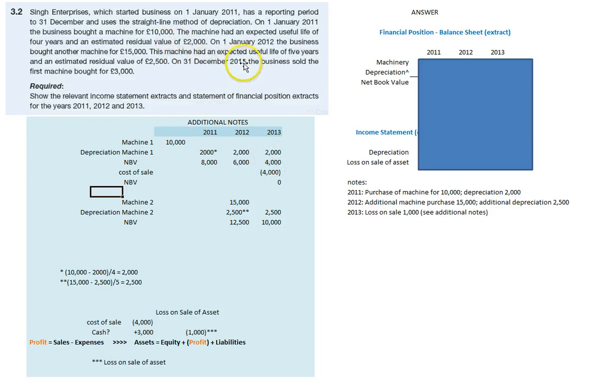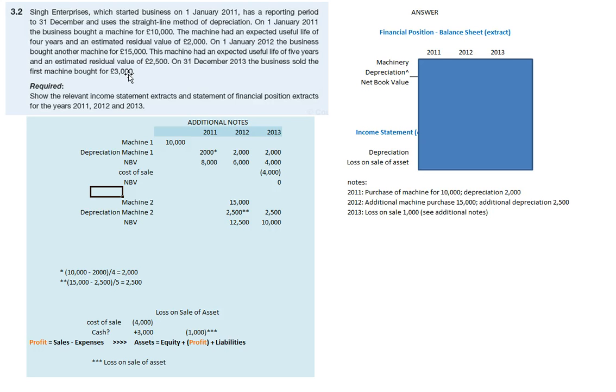On the 31st of December 2013, the business sold the first machine, so we've got a full year's depreciation before we dispose of the machine, and that means we're going to write off the asset of £4,000, and it was sold for £3,000. So we write off that for 4,000, and we get some sort of return. We don't quite know if it's cash or debtors of 3,000.